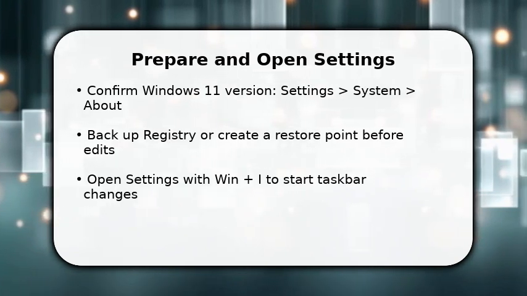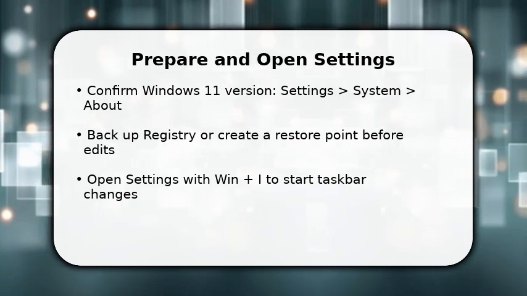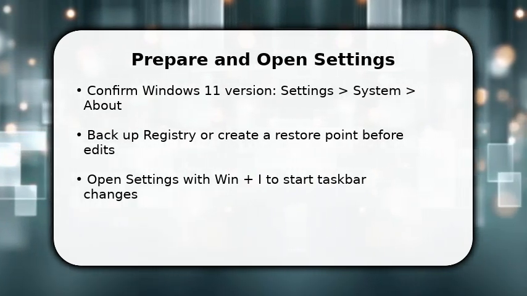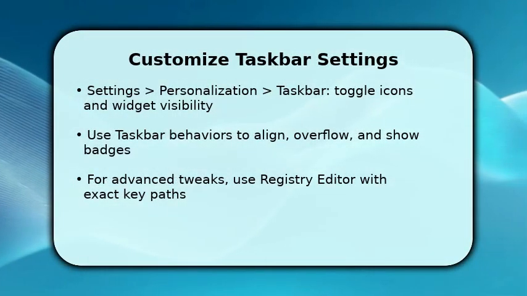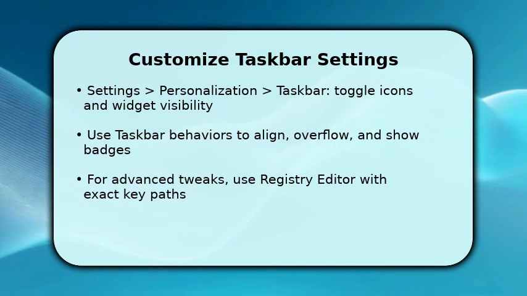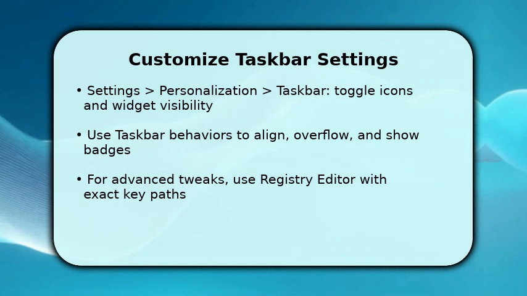Now that settings is open and you're protected by a restore point, move to personalization to change taskbar behavior and layout. In personalization, taskbar you control visibility, alignment, and which system icons appear. Adjust these to reduce clutter or center icons for a modern look. Once you change taskbar behaviors, test overflow and corner overflow settings to avoid hidden apps.